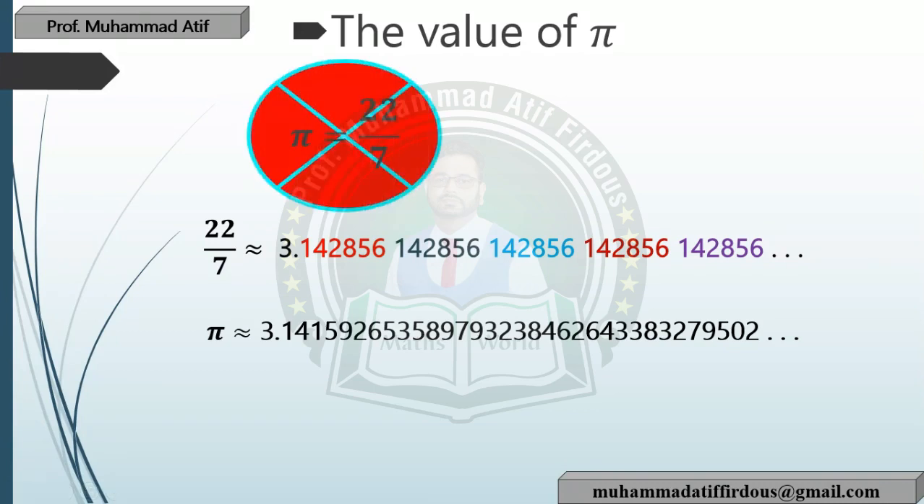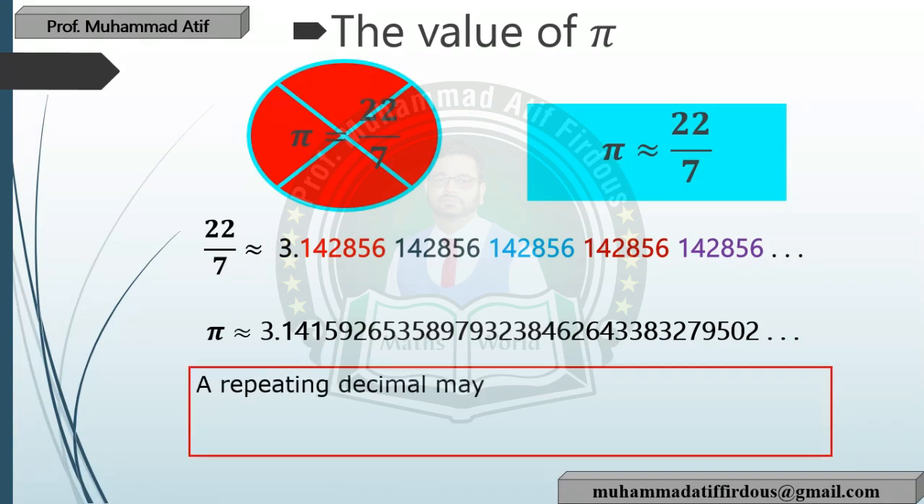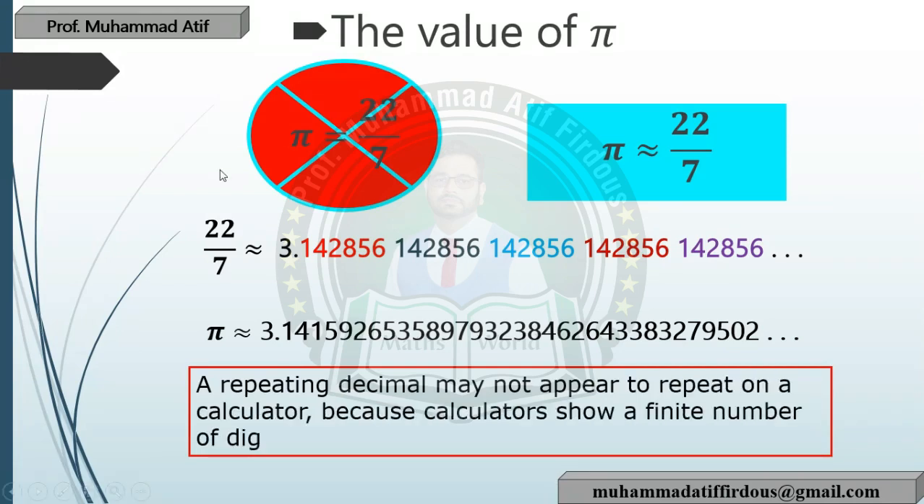Yes, you cannot write pi is equal to 22 over 7. You write it as pi is nearly equal to 22 over 7. Just remember this, a very important point. A repeating decimal may not appear on a calculator like this. When you divide 22 over 7, the repetition after 6 digits cannot appear. So be careful while using your calculator because calculators show a finite number of digits.